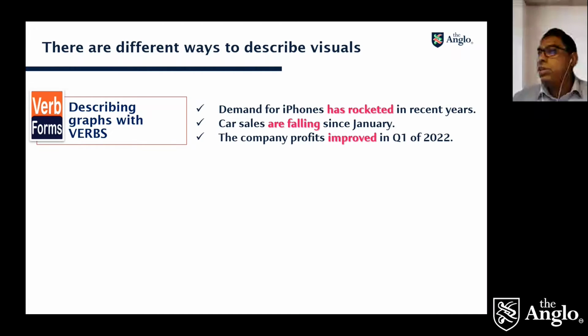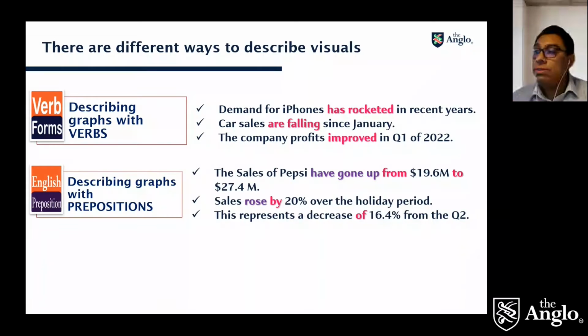So we have demand for iPhones has rocketed, are falling, improve, decrease, go up. So one way to describe visuals is to use, if not specific verbs, particular verbs that are normally associated with this business context, okay? Another way is using prepositions. Although we may also have some verbs, for example, have gone up or rose, etc. Here, the main focus is on the prepositions: from 19.6 million to 27.4 million. Sales rose by 20%, a decrease of 16.4%, okay? So that's another way.